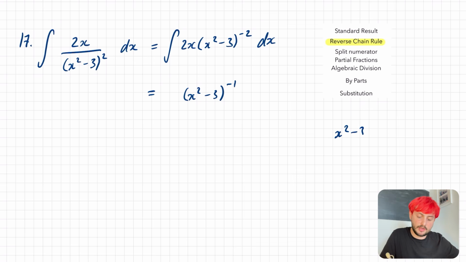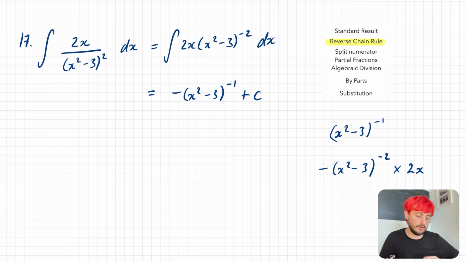So I've got x squared minus 3 to the minus 1. When I differentiate this, I'll pull down the power, so that's minus x squared minus 3, and I'm going to reduce that power by 1. And I'm also going to multiply by the derivative of this thing, which is 2x. So it's nearly exactly what I wanted it to be up here, apart from there is a negative. So to counteract that negative, I'm going to put a negative in front to flip it back to a positive.